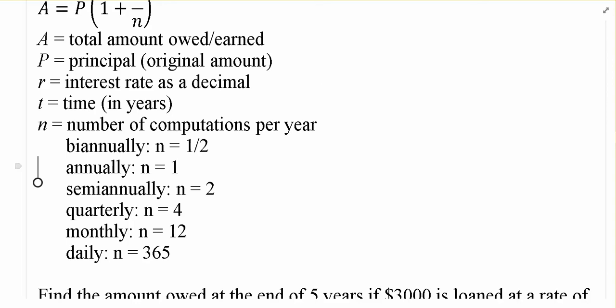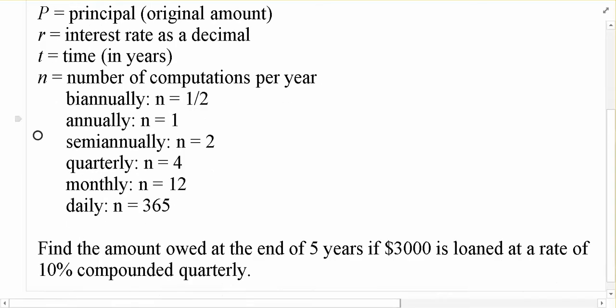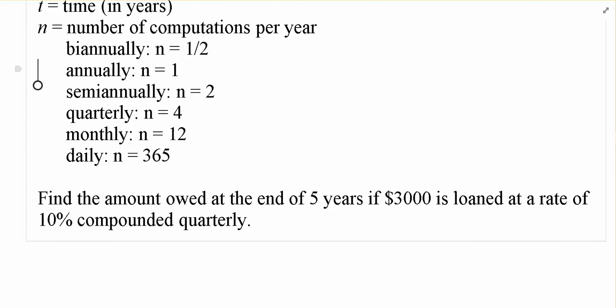Annually, of course, means once a year, so n is 1. Semi-annually means twice every year, so n is 2. Quarterly, of course, there's 4 quarters to a year, so n is 4. And monthly would be n equals 12. There's 12 months to a year.